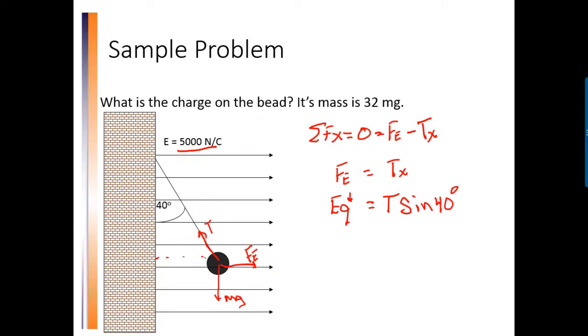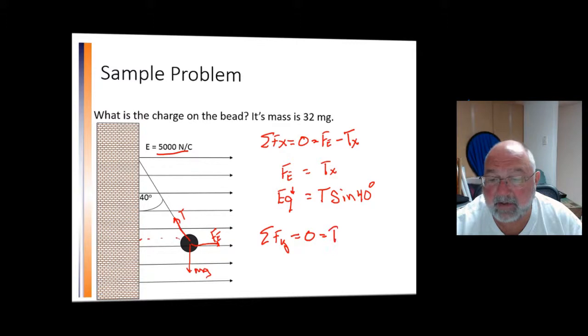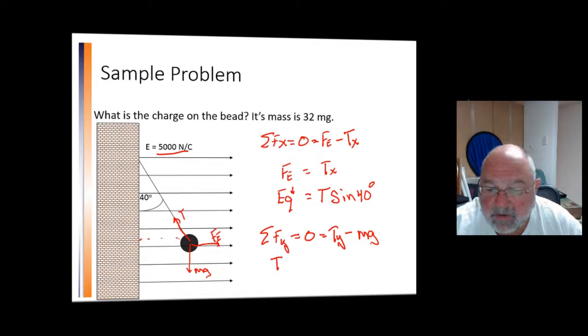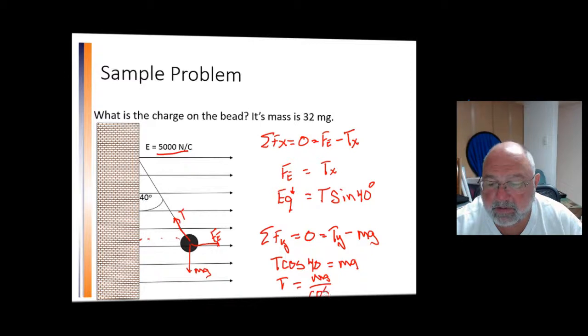Okay, well, I don't know what the charge is, and I don't know what the tension is. So I'm going to need another equation. Sum of the forces in the y direction equal to 0. Again, it's in static equilibrium. And that's equal to forces in the up direction, or the positive y, which is the y component of the tension, minus the weight, m times g. Okay, so that means the y component is equal to the weight. So the y component is the tension times, it's adjacent to the 40 degrees. So that's cosine 40, which is equal to mg. So the tension is equal to mg over cosine 40 degrees.